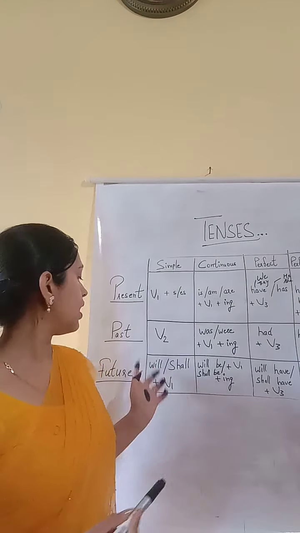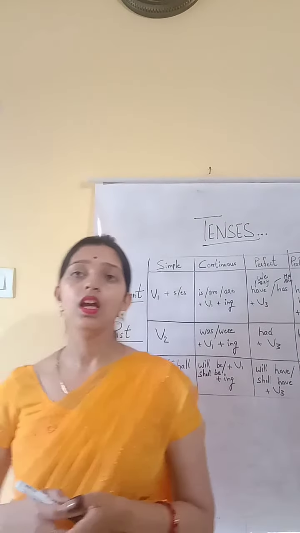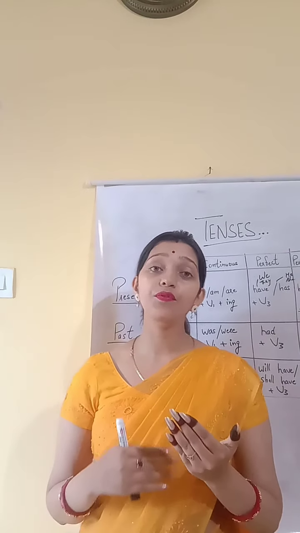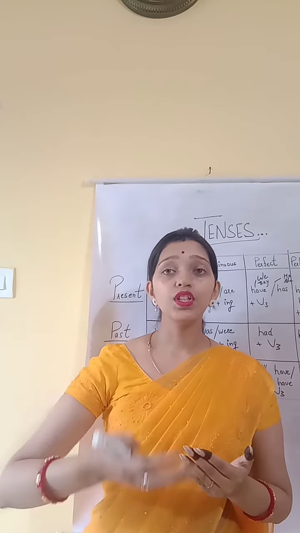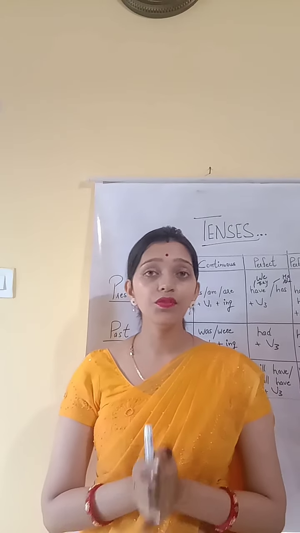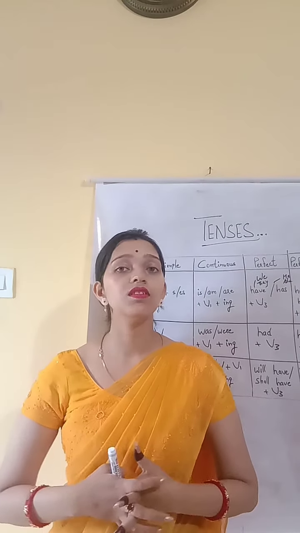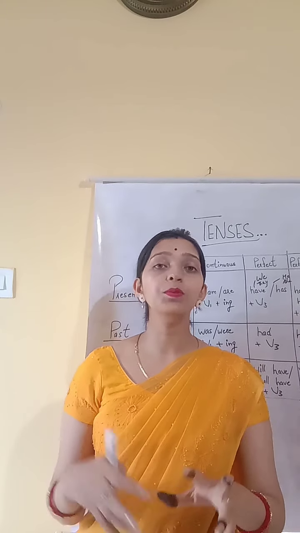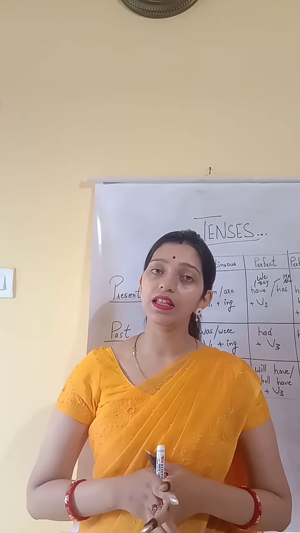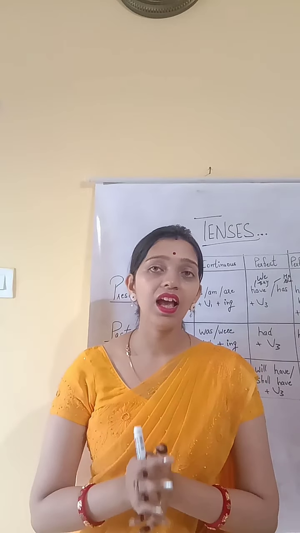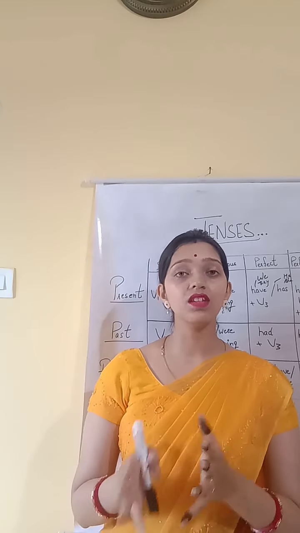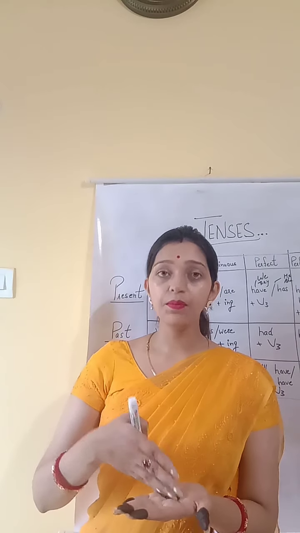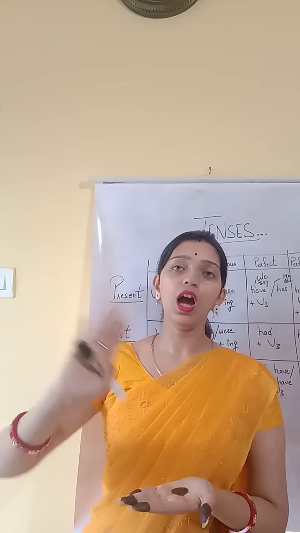Okay, let us come to the future perfect tense. Now future perfect tense means the actions which will have been completed in the future before other actions take place. So this action would be complete before the other actions take place. For example, I shall have gone out by this time tomorrow. So tomorrow, that is future, by this time I shall have gone out.